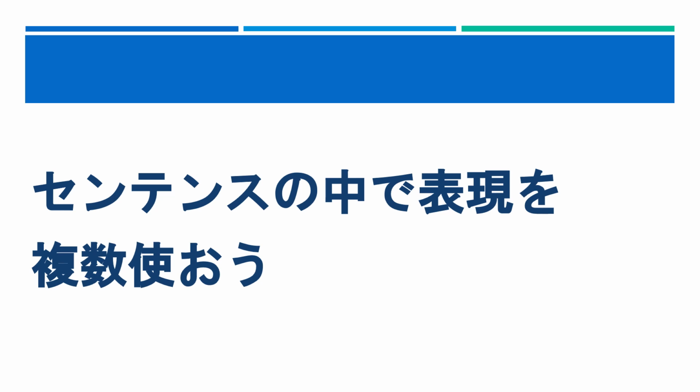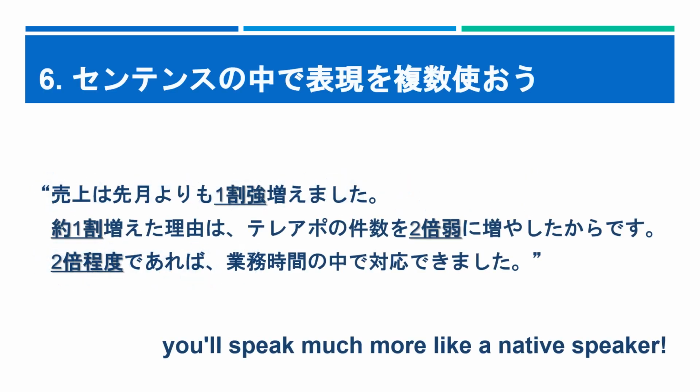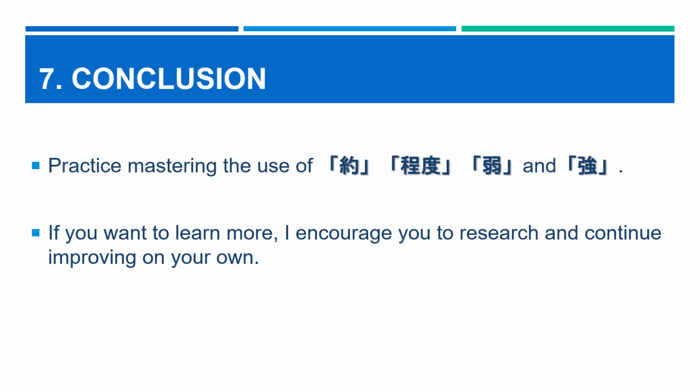An important point in expressions is to vary the use of these terms when expressing your opinions. By incorporating several terms you've learned into your speech, you speak much more like a native speaker, so be sure to try it out. For example, 売上は先月よりも1割強増えました。約1割増えた理由は、テレアポの件数を2倍弱に増やしたからです。2倍程度であれば、業務時間の中で対応できました。When expressing numbers ambiguously, practice mastering the use of 約、程度、弱, and 強.